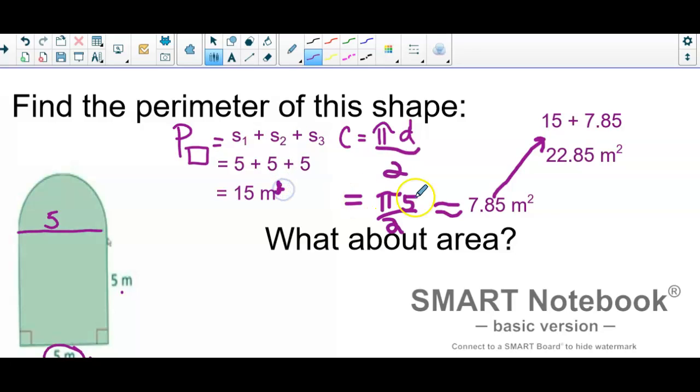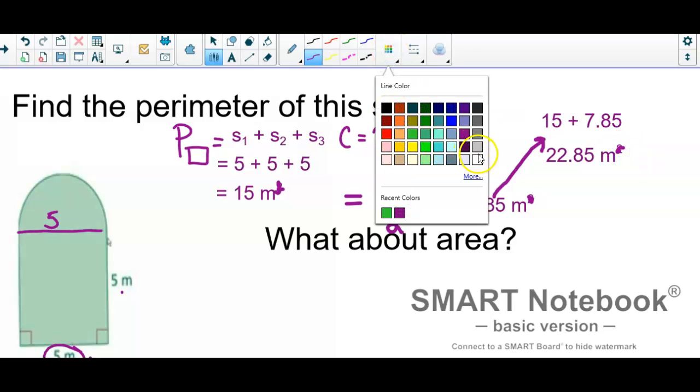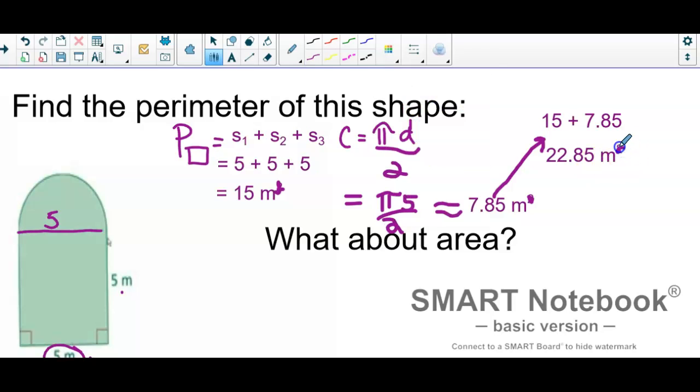Again, my squared isn't there. Pretend it's not there. And my thing is all good. Here, I'll actually make them go away. There we go. 22.85 meters when I add those two together. Okay? So, as I am looking at that, there we go.